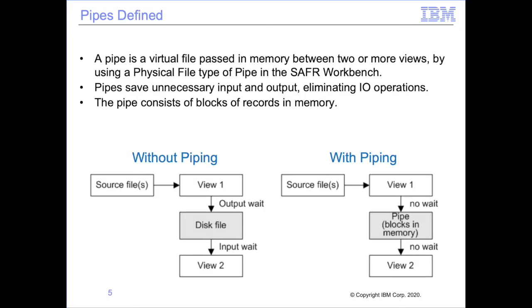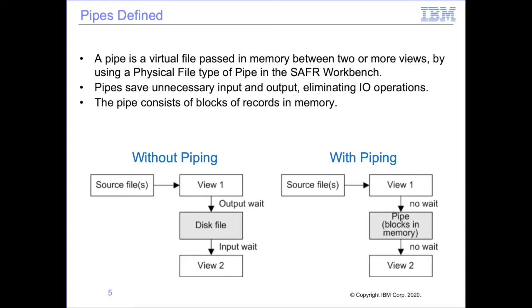A pipe is a virtual file passed in memory between two or more views. A pipe is defined as a physical file type of pipe in the SAFR workbench. Pipes save unnecessary input and output. If view 1 outputs a disk file and view 2 reads that file, then time is wasted for output from view 1 and the input to view 2.